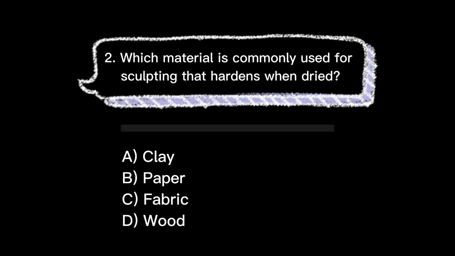Two, which material is commonly used for sculpting that hardens when dried? A. Clay. B. Paper. C. Fabric. D. Wood. In 10 seconds, which do you think is the correct answer?